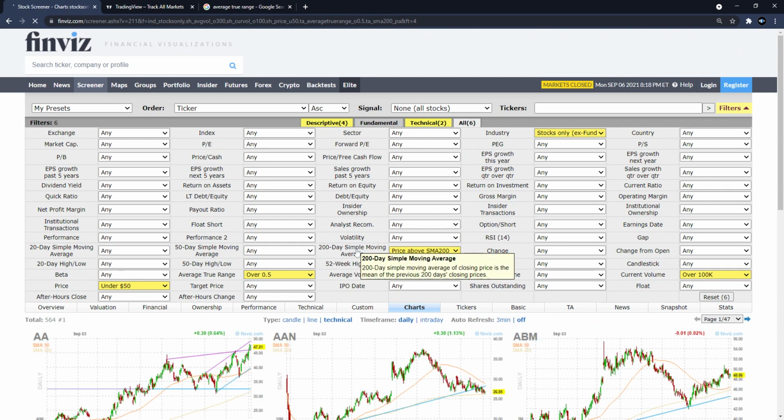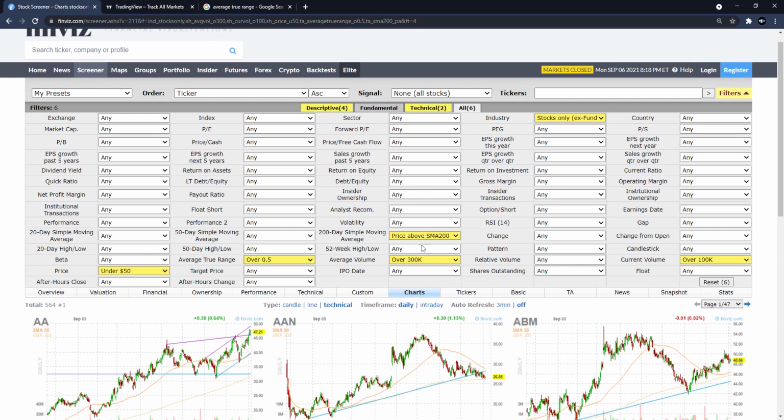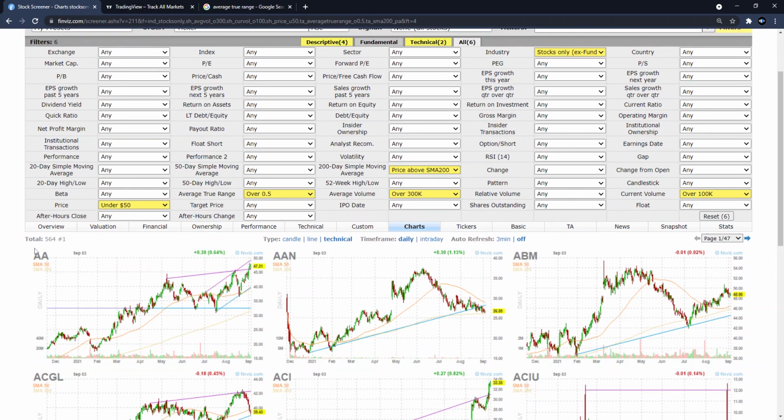What does the SMA 200 mean? Basically, the 200-day simple moving average of a closing price is the mean of the previous 200 days' closing prices. So it gives the average for the last 200 days. We want the price to be above the 200-day simple moving average. As you see, after that we have about half the number of stocks, 564 right now, when we had well above 1,000.